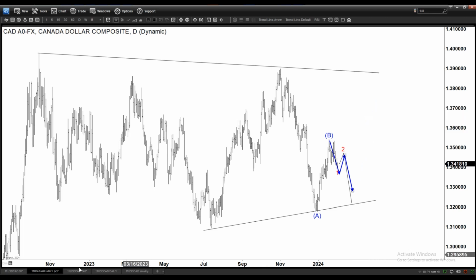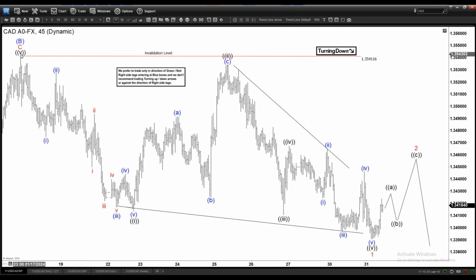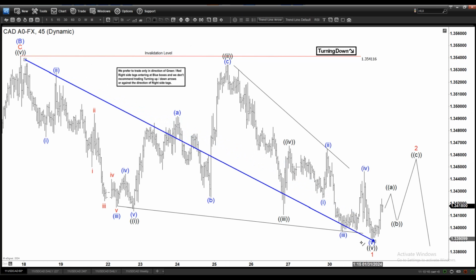But at least what we can say in the shorter cycle is that this looks like 5 waves. It has a divergence. So I think as long as we stay below 135.40, we can at least get another leg down. You can consider this leg as either wave 1 or wave A, and then this could be either wave 2 or wave B. And then as long as we stay below 135.40, we can at least get one more leg lower in the form of wave 3 or wave C. Okay, so that's the idea here, guys.